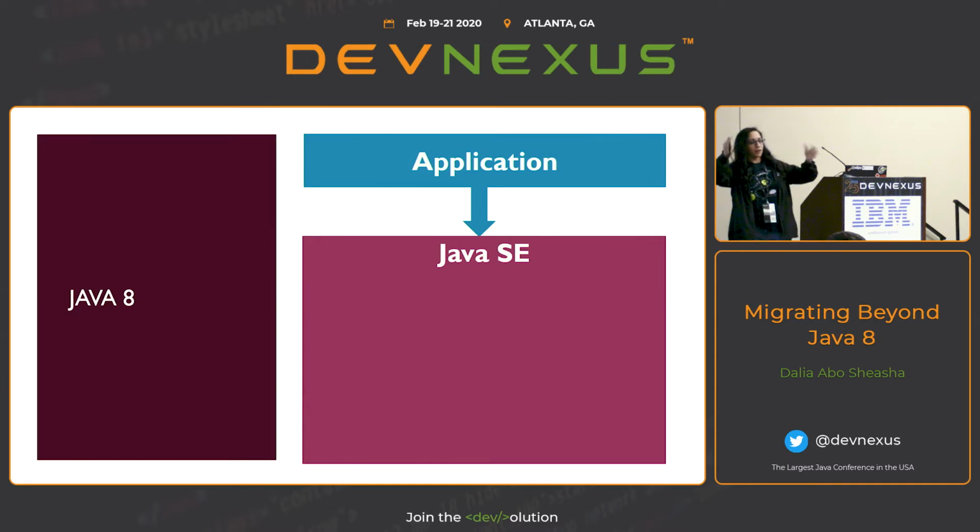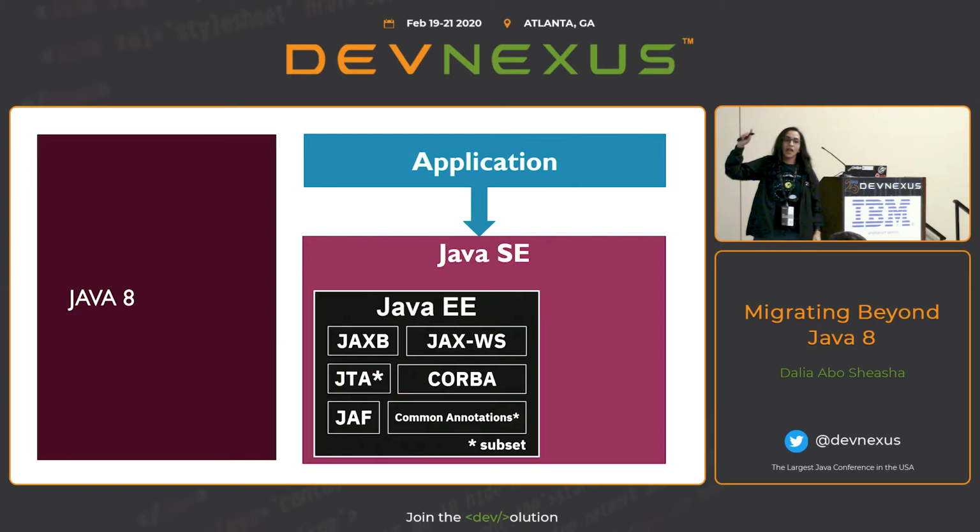Java 8, you have your application. It's calling Java SE, and I'll be posting these slides. I know people are taking pictures. I'll be posting those slides as soon as I'm done, so don't worry too much about taking pictures, but definitely do if you want to. So your application is running and calling Java SE, and it's getting all these libraries for free.